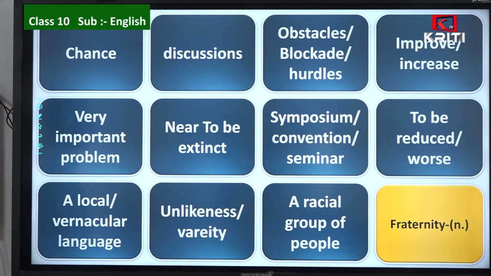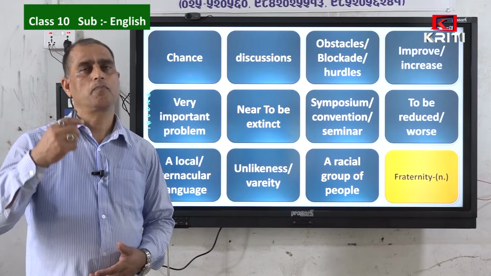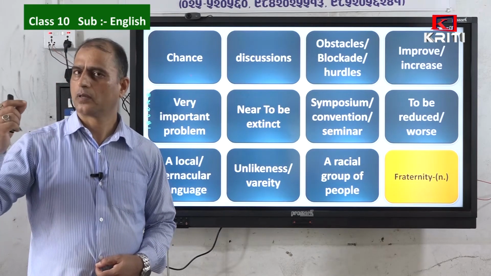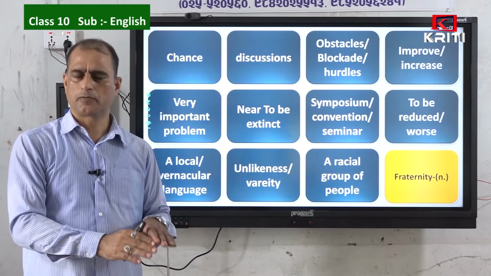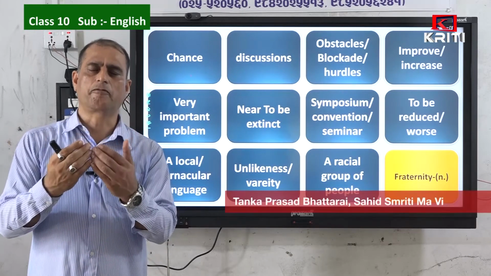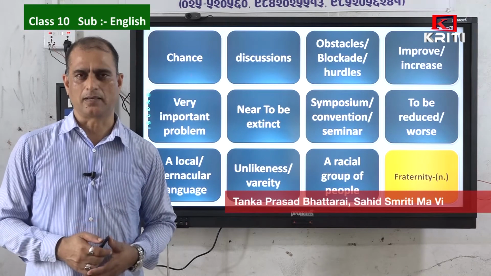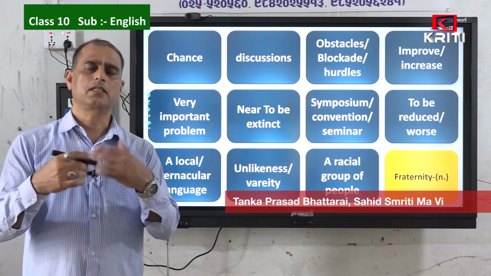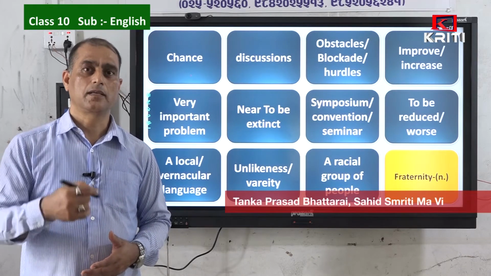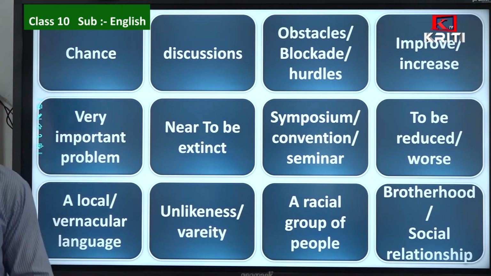Okay, the next word for you is fraternity. This is noun, fraternity. A boy from this village and another boy from another village, they have built up fraternity. Our school has built up good fraternity with a school in Japan. What does that mean, fraternity? Relationship? Or is fraternity something else? Let's see. I think this is brotherhood. Yes, brotherhood, and this is the social relationship.